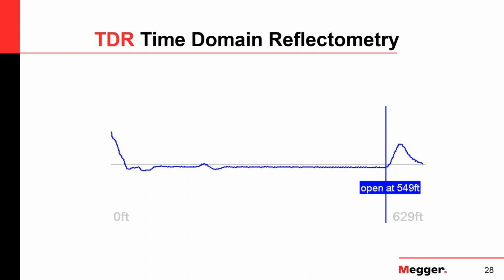You cannot make these processes go smoothly when you do not know what you're dealing with. So if you know the cable is 1,000 feet long, and for instance you get this trace, and it tells you the open is at 549, then you pretty much already found one of your faults, because the cable is 1,000 feet long, and the TDR indicates otherwise.